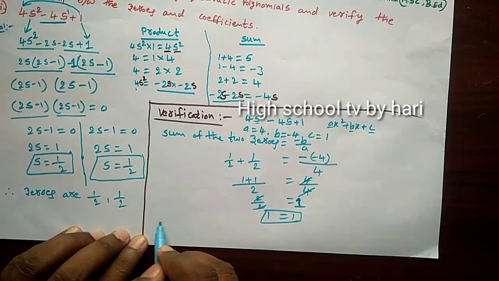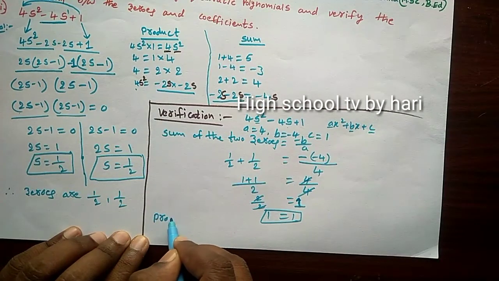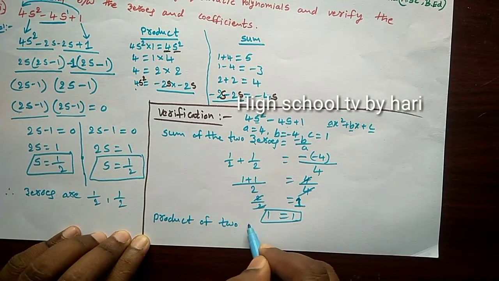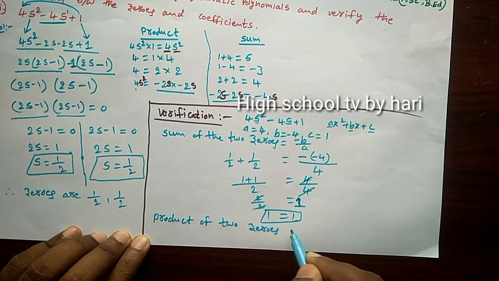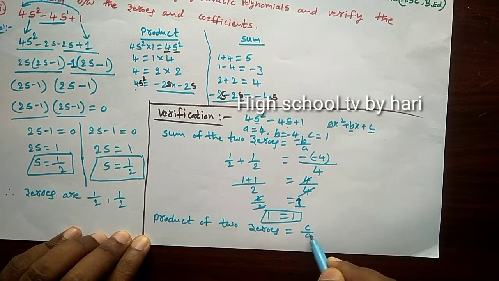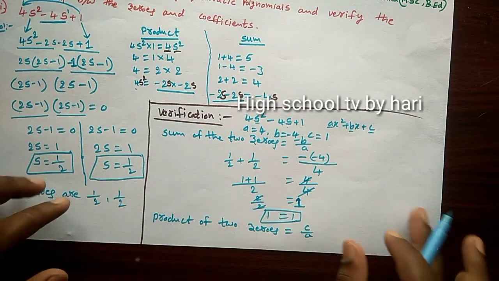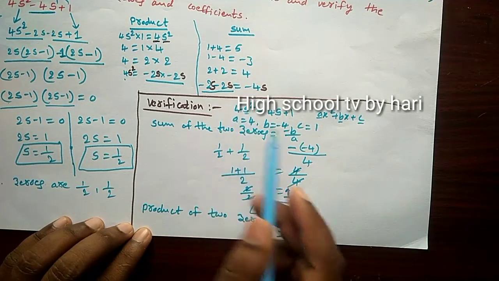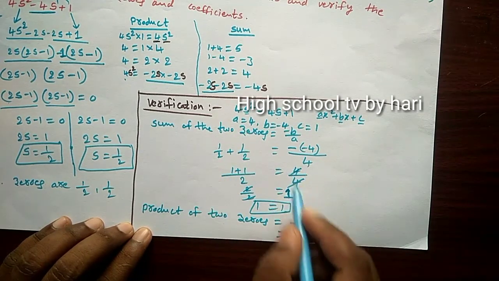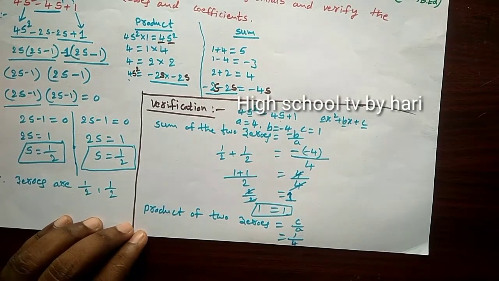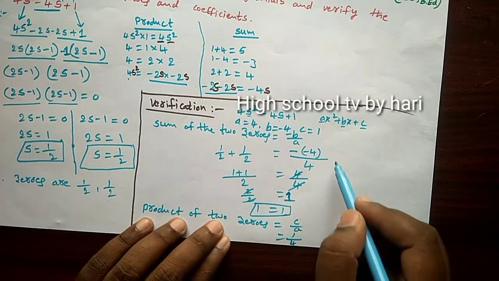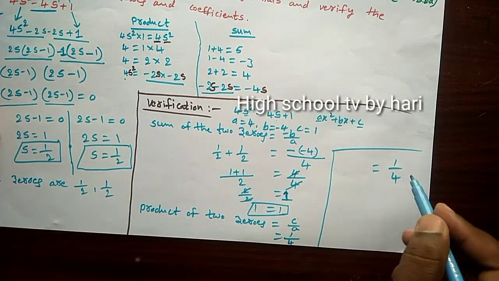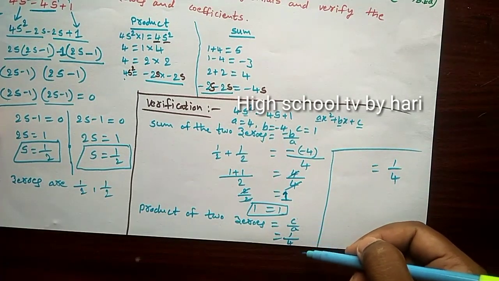And one more relation is there. Product of zeros. Product of two zeros is equal to, it is the c by a relation. c by a is nothing but the constant by the coefficient of s square. a is 4, no? c is 1, no? So 1 by 4. Once again I am writing 1 by 4. We got the product of zeros is 1 by 4.